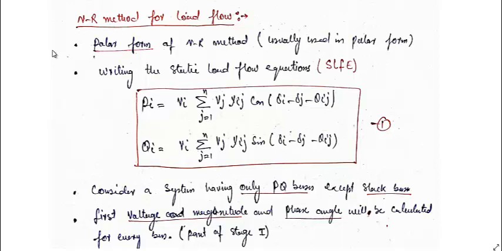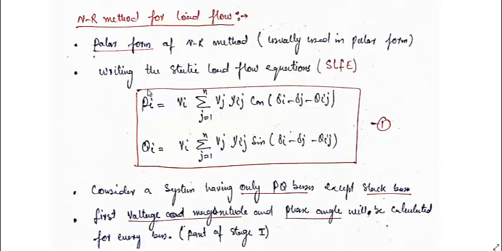This Newton-Raphson method is usually done in polar form, and the Gauss-Seidel method that we have done is usually done in rectangular form. So here also, this can be done in the rectangular form, but in usual practice, it has some advantages using it in the polar form. So we are going to use it in the polar form over here.